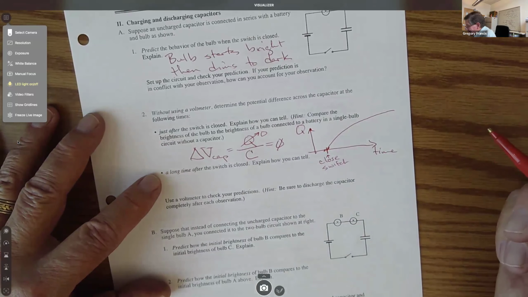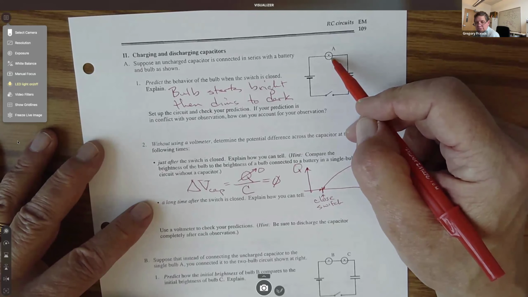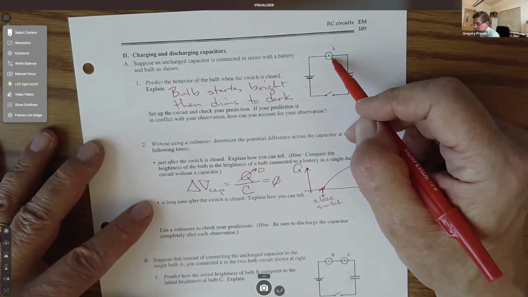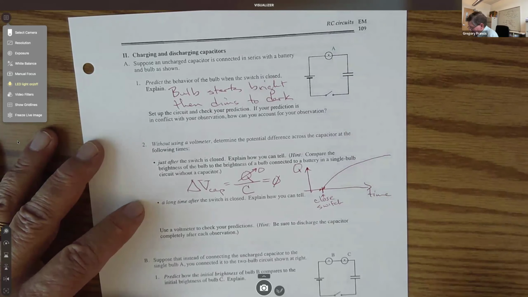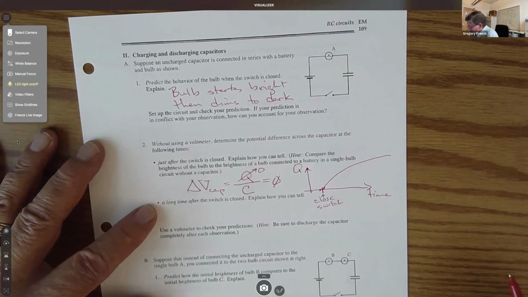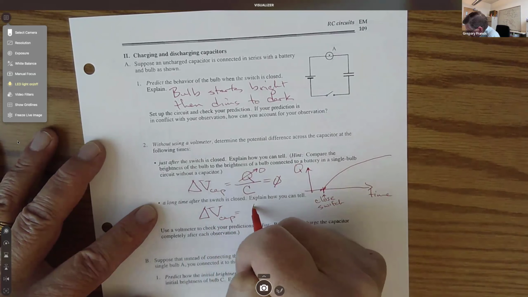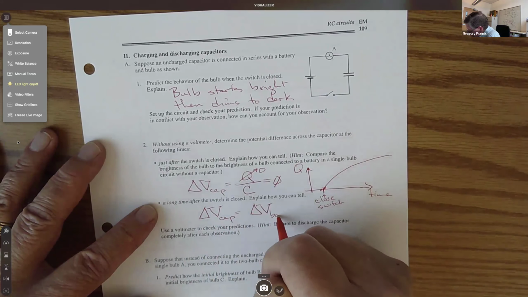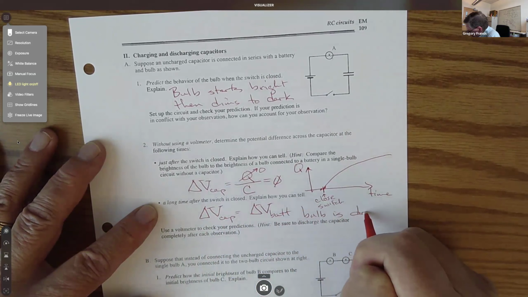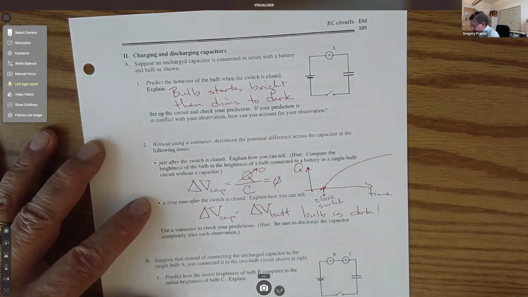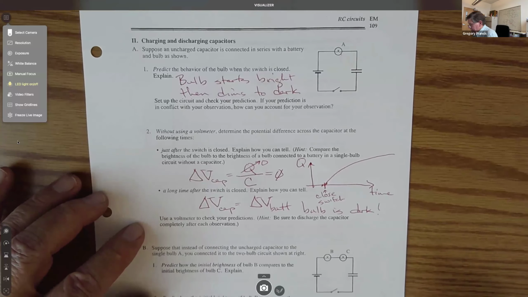And I know the voltage across the capacitor has to be 0, because this bulb is just as bright as a bulb in a single bulb circuit. And so there has to be 0 volts across that. Now, a long time after the switch is closed, the voltage across the capacitor is going to equal the voltage across the battery. And that's because the bulb is dark, and a dark bulb has 0 volts. Okay. We're going to use a voltmeter to check our predictions.